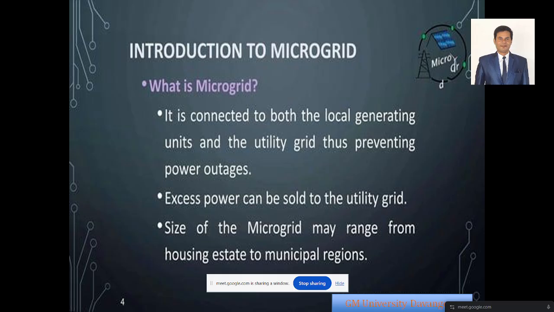You generate it and you sell it to, for example, this Suzlon company we have, where the wind turbines run by the Suzlon company are also going to generate power. They are also giving power to the government also, right? That means the capital for the Bescom and these suppliers, right, for making the distribution of the power. So a microgrid will have generation of its own, and you can sell the power to the utility grid also. And the size of the microgrid may range from a housing estate to a municipal region. It may be smaller or a little bigger in size, right?